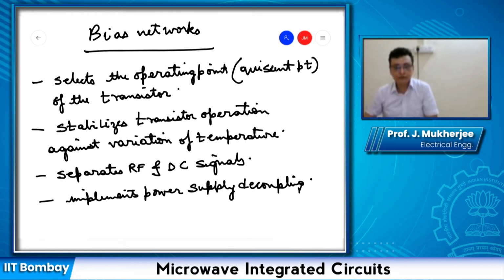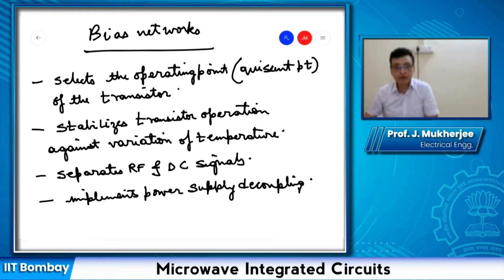Usually you have these ID versus VG or ID versus VDS curves. These are the curves that you use to set what will be the current and what will be the voltage, the DC quiescent voltage. To do that, you need to set the operating point, and these bias networks are the tool by which we set the operating point.